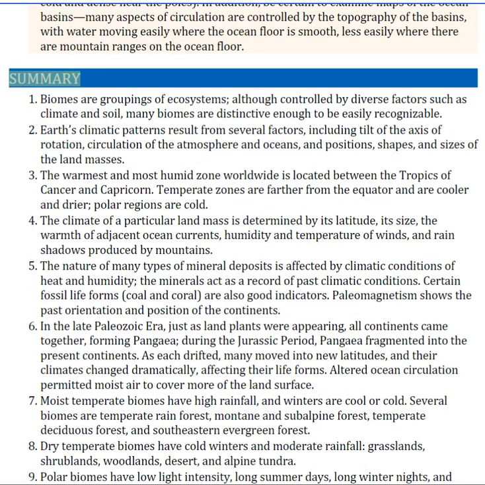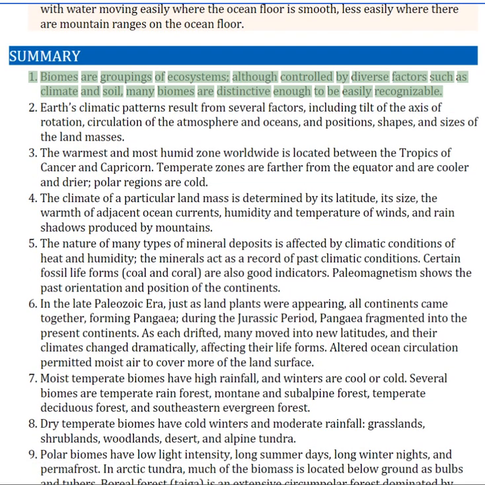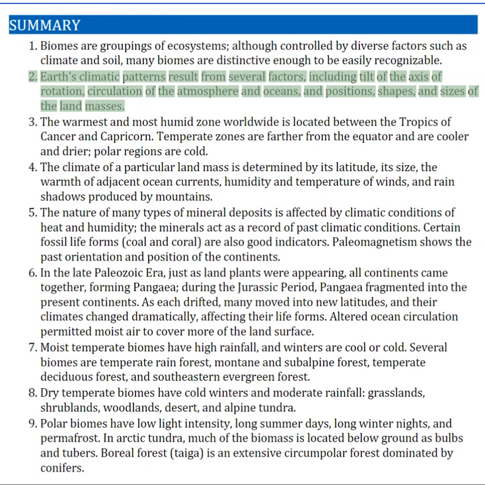Summary. 1. Biomes are groupings of ecosystems. Although controlled by diverse factors such as climate and soil, many biomes are distinctive enough to be easily recognizable. 2. Earth's climatic patterns result from several factors, including tilt of the axis of rotation, circulation of the atmosphere and oceans, and positions, shapes, and sizes of the land masses.